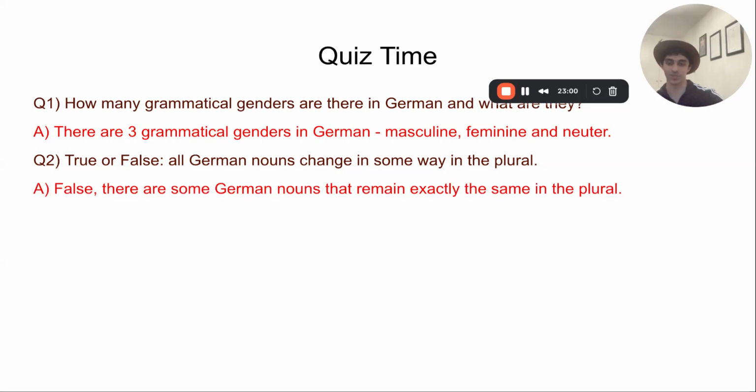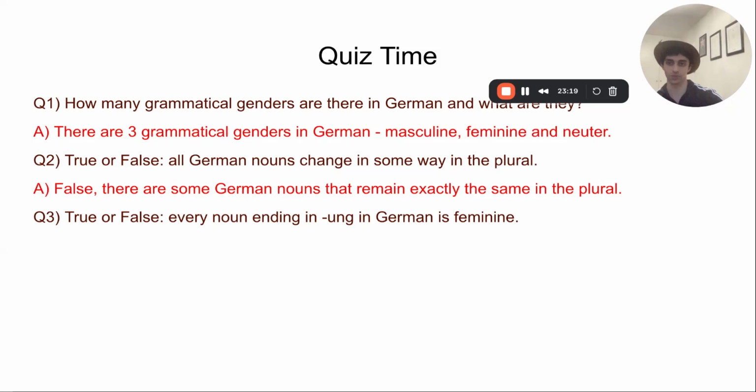This one's definitely false. There are some German nouns, Fenster, for example, a window, that stay exactly the same in the plural. So you don't need to memorize any ending or change whatsoever. You just keep those nouns the same. But it is important to know which nouns that applies to, of course.